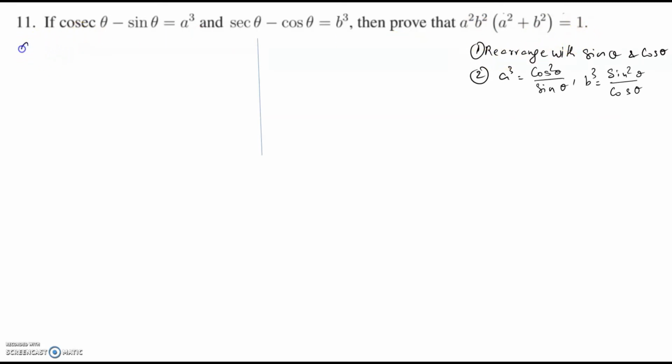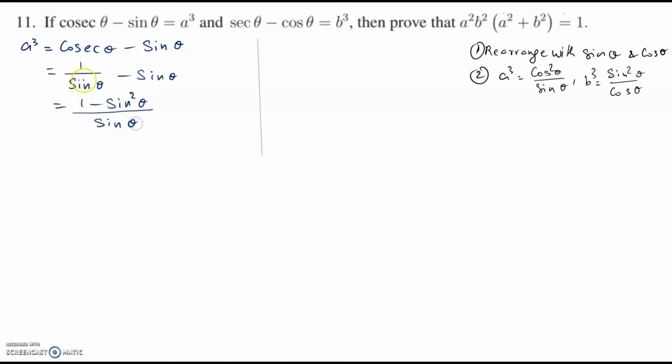So, we are given a cube is equal to cosec theta minus sin theta. This can be rearranged as cosec theta, which is nothing but 1 by sin theta, minus sin theta, which is equal to 1 minus sin squared theta divided by sin theta, taking sin theta as a common denominator. Sin theta into sin theta will become sin squared theta. So which is equal to cos squared theta divided by sin theta.